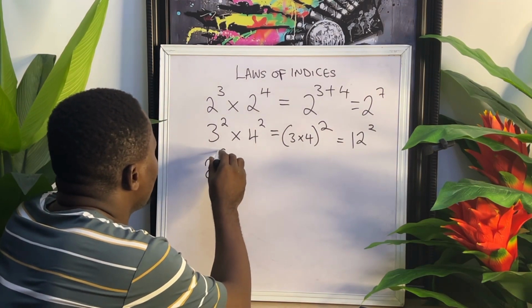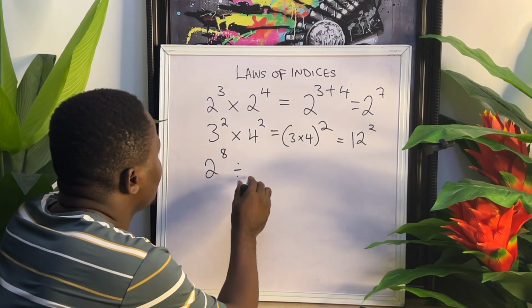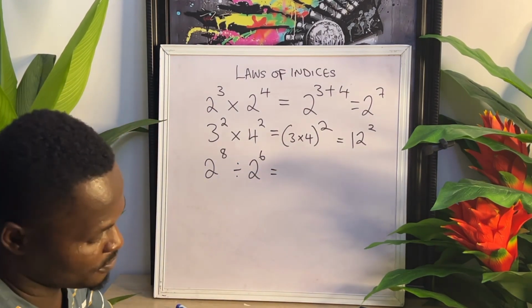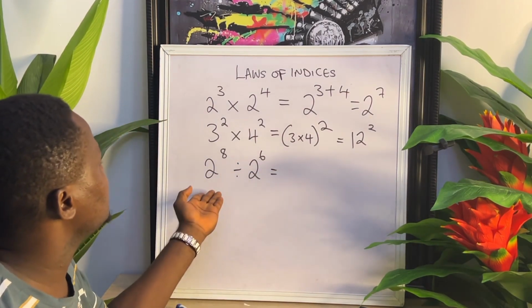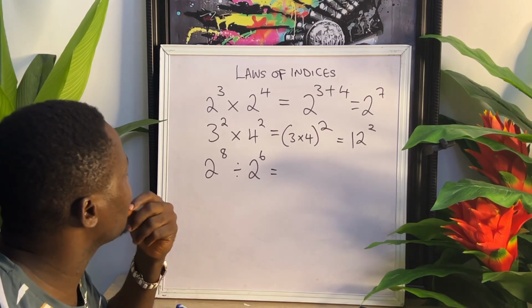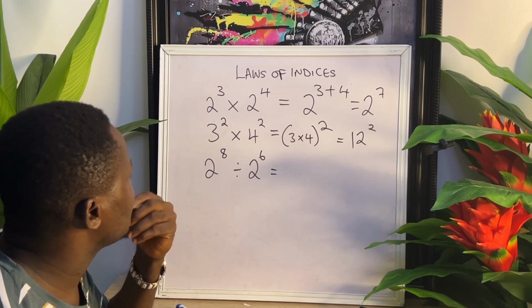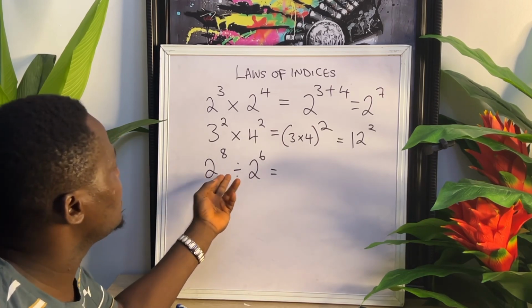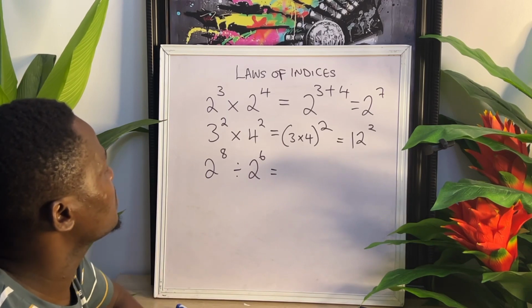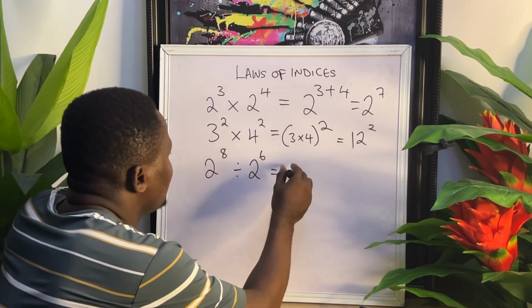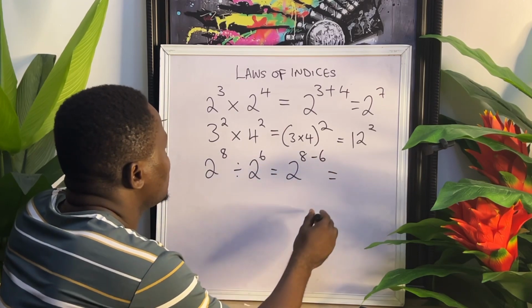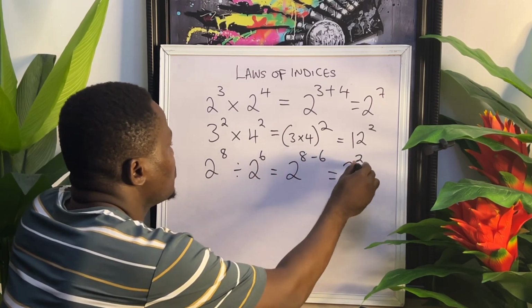2 raised to power 8 divided by 2 raised to power 6 equal to. Here is division law with the same bases. So we pick one out of the bases. Instead of division, in effect, we subtract the powers. So we then have 2 raised to power 8 minus 6, and that is equal to 2 raised to power 2.